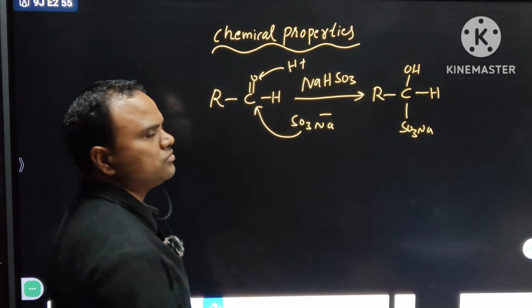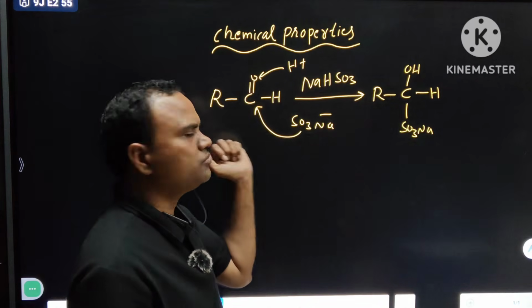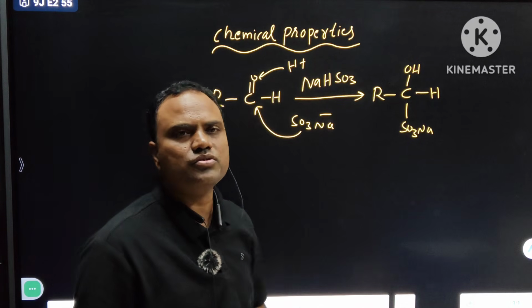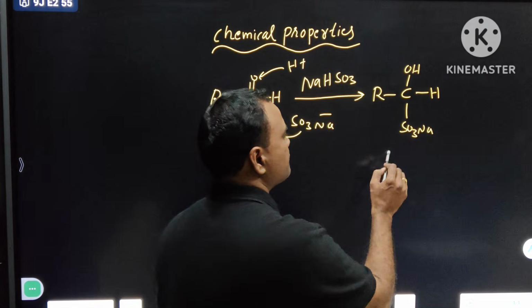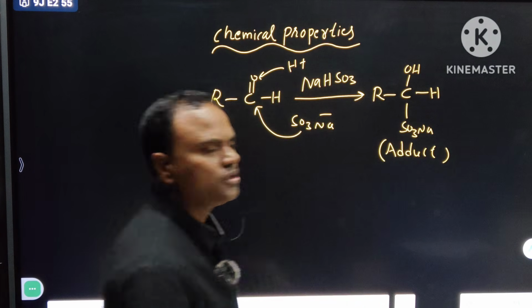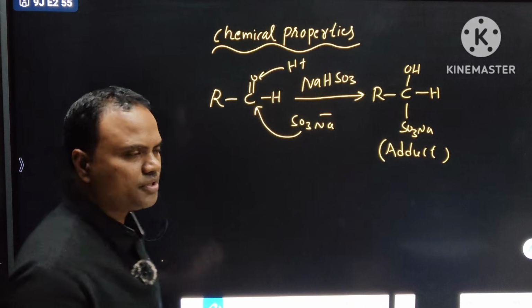Carbon is having positive, so this negative charge will add to the positive. Oxygen is having negative, so the positive adds to oxygen, and will give the adduct. The addition product is called an adduct. Right. Now let us see limitations.